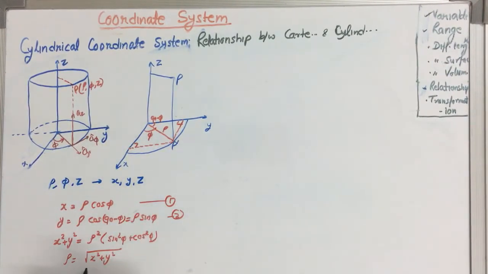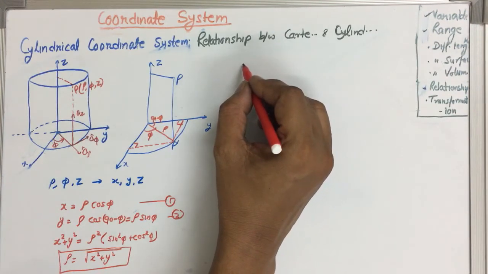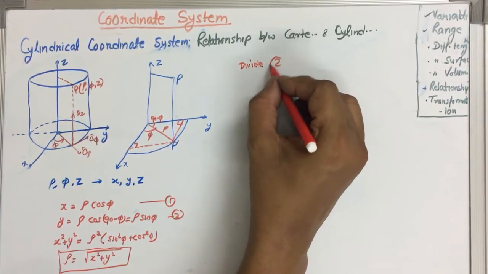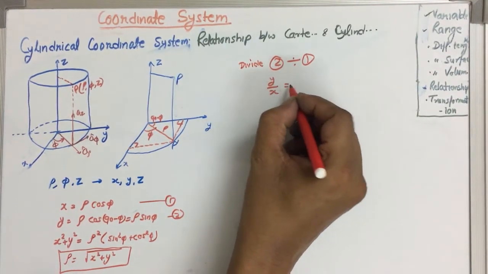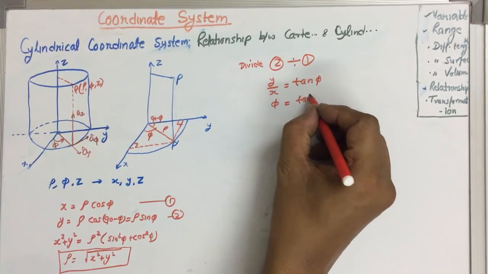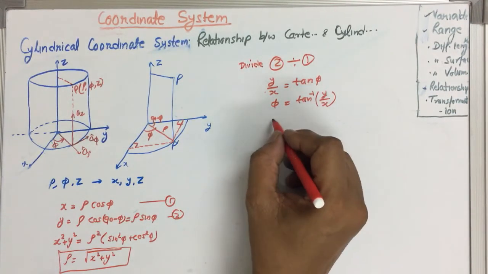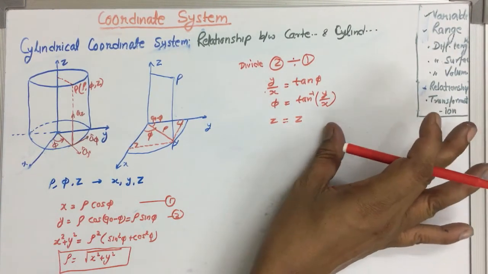In this way you are able to find the relationship between cylindrical to Cartesian. The relationship between rho and xy is this one. Similarly, phi can be related with xy. For that, divide 1 by 2. Either you can divide 1 by 2 or divide 2 by 1. Divide 2 by 1, what you will get? Y by x, that is tan phi. From here you can see phi is equal to tan inverse y by x. So you are able to find rho in terms of xy, you are able to find phi in terms of x and y, and z is already in the rectangular coordinate system, so don't worry about that.